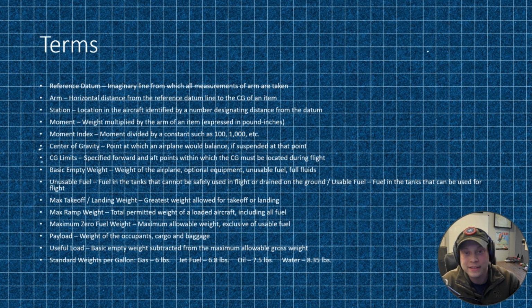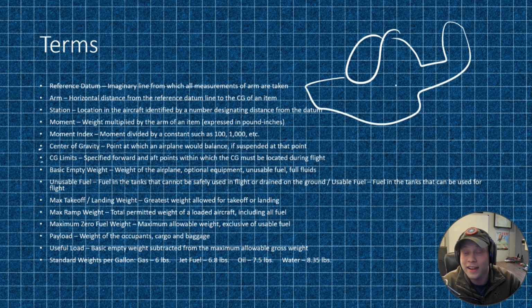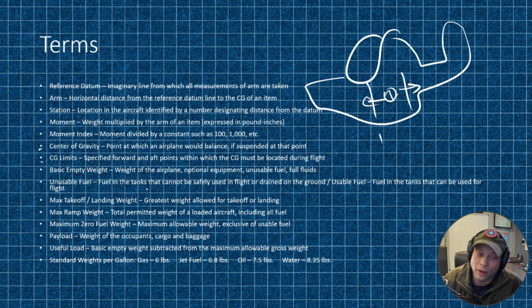The CG limits, if we have an aircraft, look at that beautiful airplane. The CG limits are the points at which you don't want your center of gravity to go too far forward or too far aft. The basic empty weight, that's the weight of the airplane, optional equipment, unusable fuel, and full fluids. The unusable fuel is the fuel in the tanks that cannot be safely used in flight or drained on the ground. Max takeoff or landing weight, that's the greatest weight allowed for takeoff and landing.